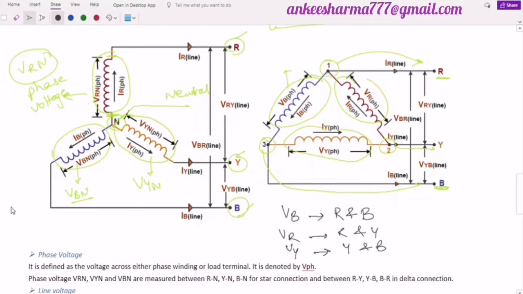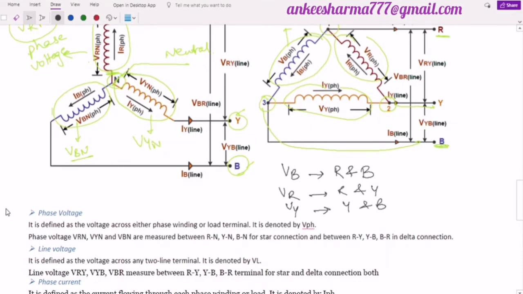Now next, similar to this, is the line voltage. Line voltage is the voltage across any two terminals. It is not across the coil. The coil voltage is called the phase voltage, but line voltage is across any two terminals, and it is generally denoted by the value VL. So we have the voltage VL common for this.